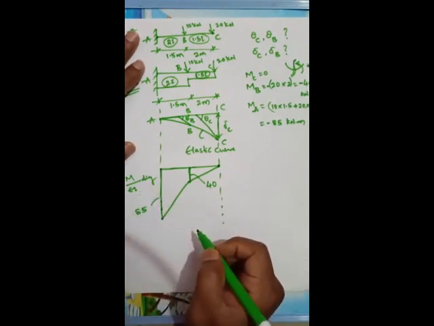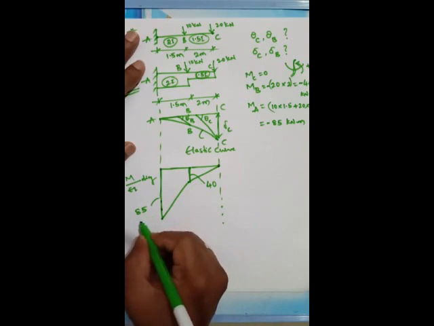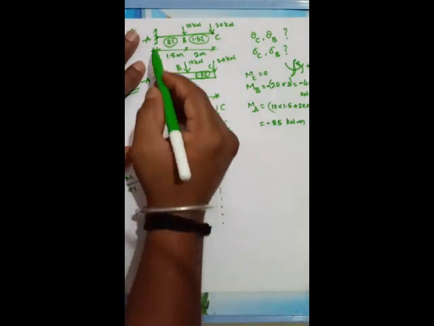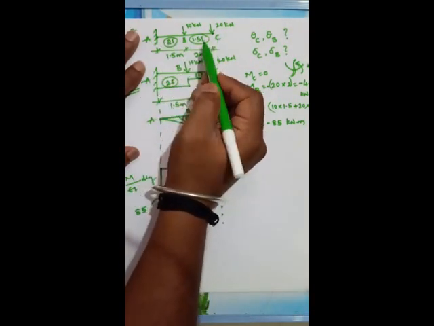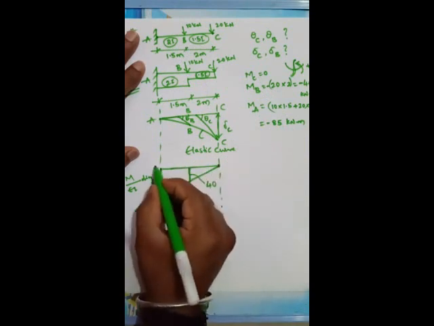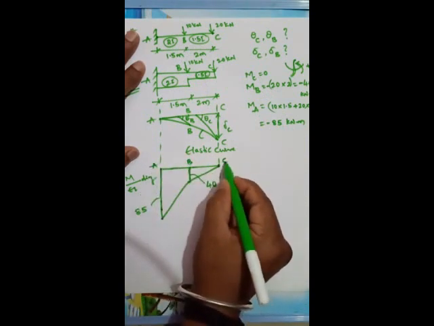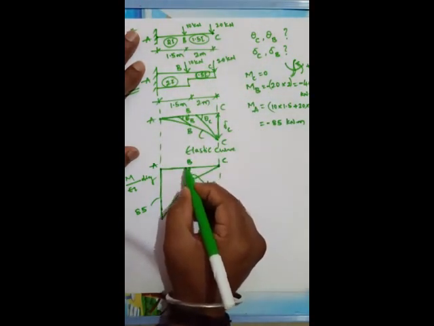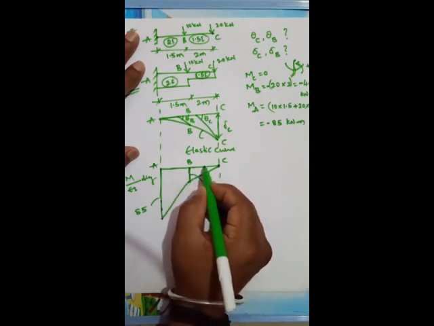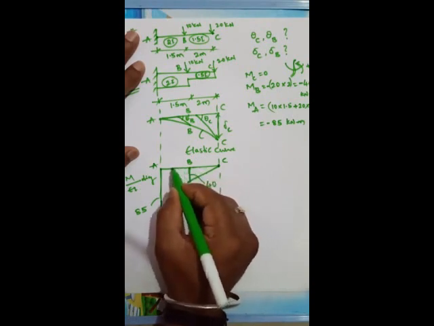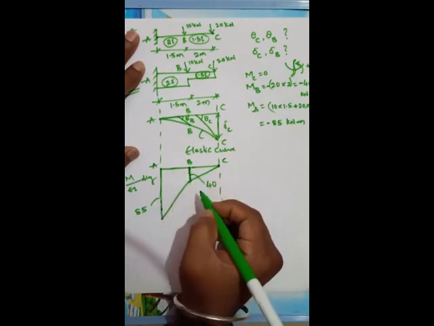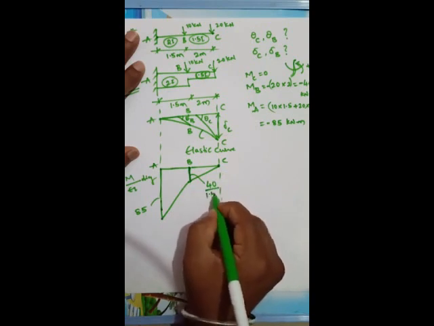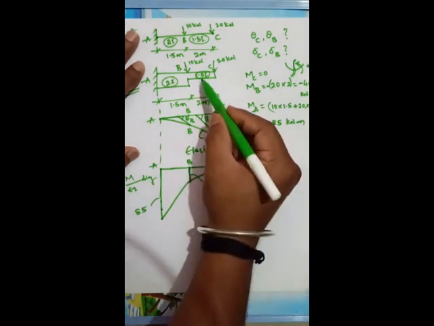In this M by EI diagram, I need to divide by EI. In this problem, EI is changing. From point A to B it is 2I, from point B to C it is 1.5I. Exactly at point B it changes: it is 2I on this side and 1.5I on this side. So the right hand side is 1.5I and the left hand side is 2I. The value at B is 40. If I consider the right hand side, I need to consider it as 40 by 1.5 EI.